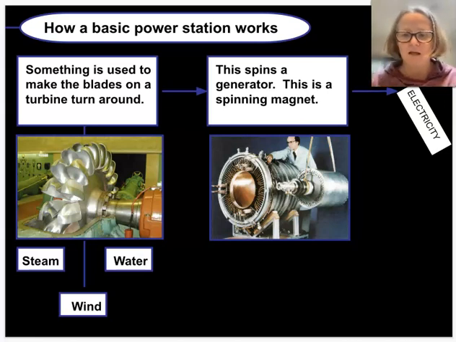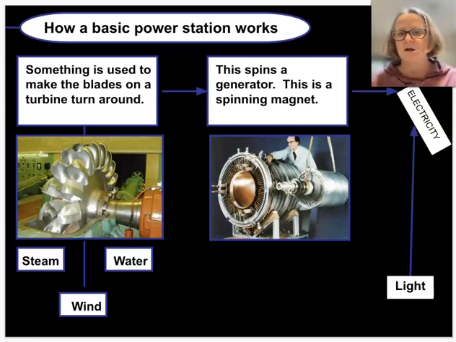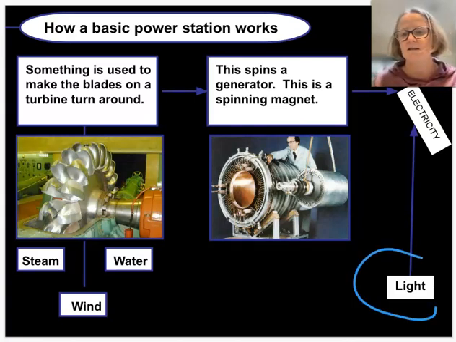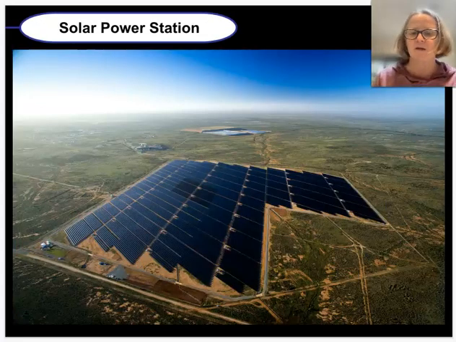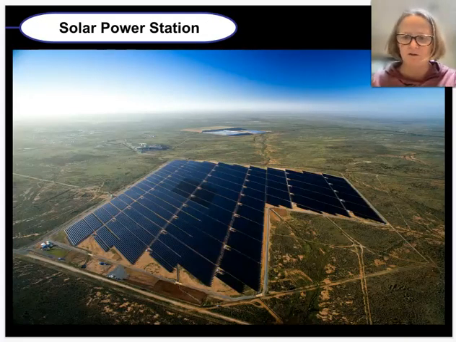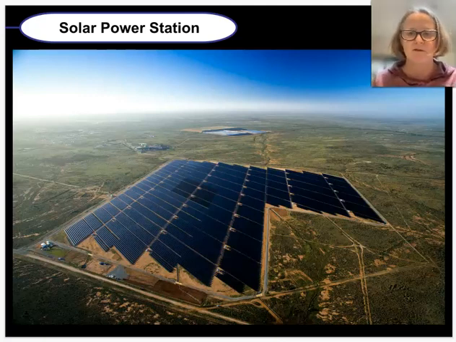But there is another way. There is a way of using light energy and turning that into electrical energy. And that is what happens on solar farms. And here is a picture of a solar farm out at Broken Hill in New South Wales, out near the border with South Australia. And it's very sunny there. It's one of the sunniest places in Australia.